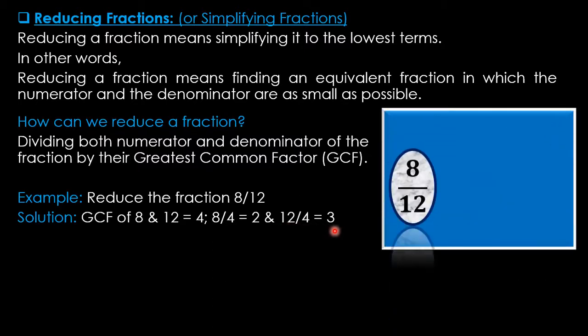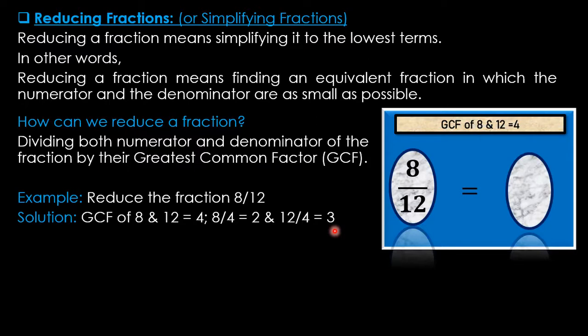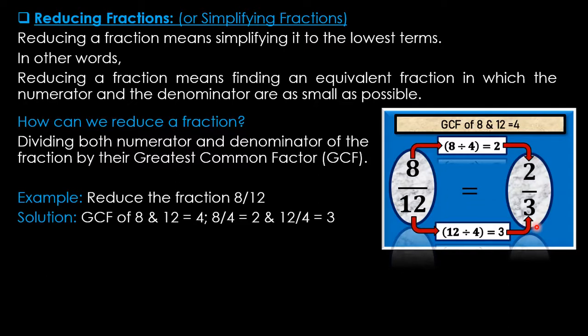So from 8 over 12, the GCF of 8 and 12 is equal to 4. From 8 we get 2, because 8 divided by 4 equals 2, where 4 is the GCF. That's how we get the new numerator, and we divide the denominator 12 by the GCF to get the new denominator. That's how we get the new fraction, 2 over 3. So that is the reduced fraction of 8 over 12.